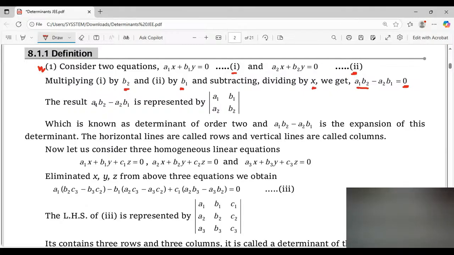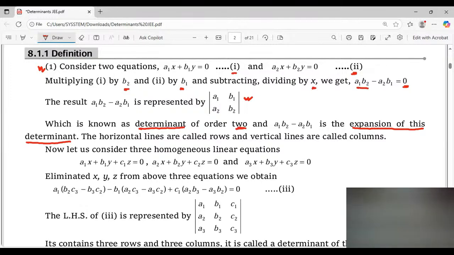The result a1 into b2 minus a2 into b1 is represented by a1 b1 a2 b2 enclosed by the vertical lines, which is known as a determinant. So this is the definition of the determinant of order 2. It has two rows and two columns, and a1 into b2 minus a2 into b1 is the expansion of this determinant.